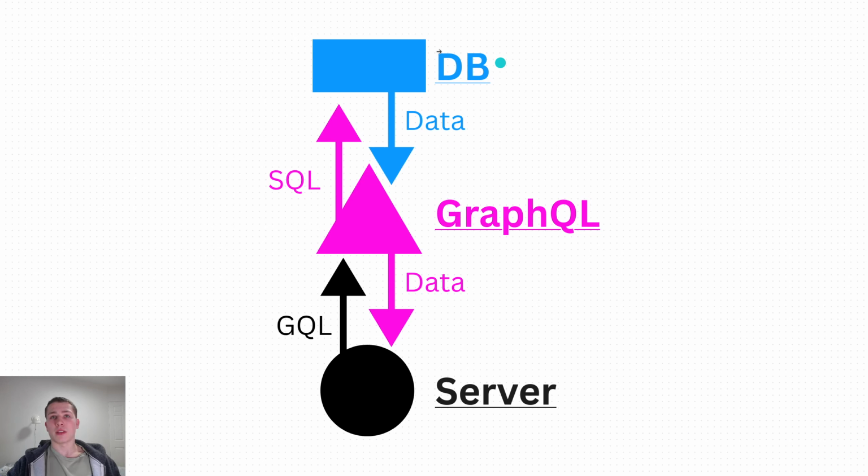And the database, as normal, will just send the data to the GraphQL layer. And then it will actually return that data in the format that the server wants it to. So in the GraphQL format.